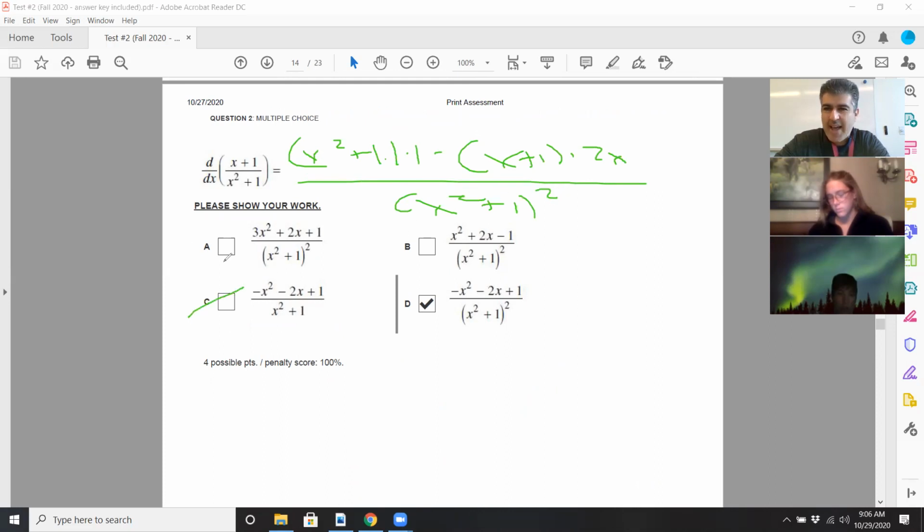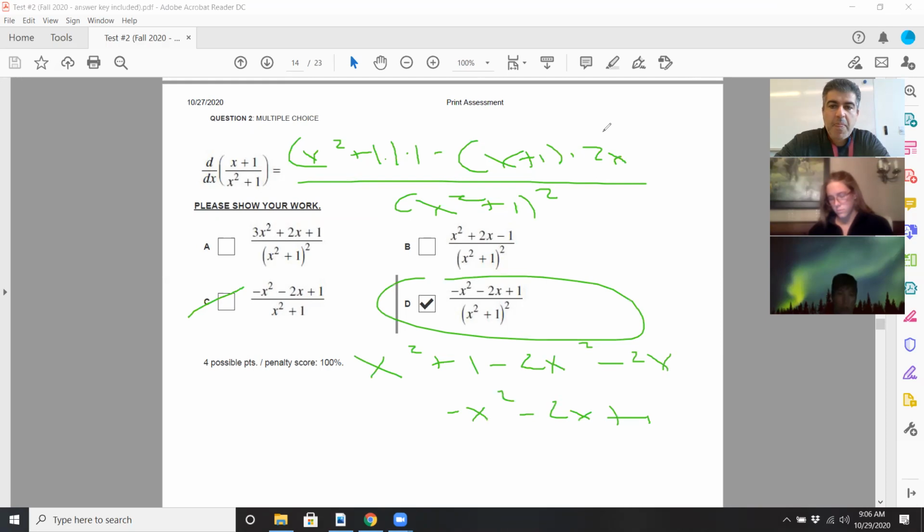So I kind of suspect C is out. If I clean up the top, you should get x squared plus 1 minus 2x squared minus 2x. So you get -x squared minus 2x plus 1, D. So, okay, pretty easy, right?